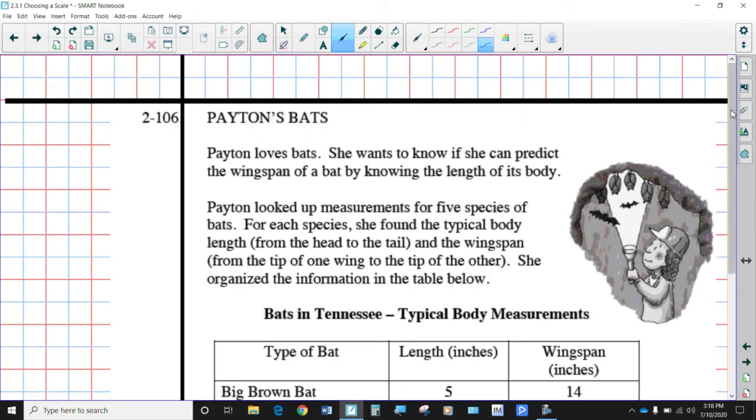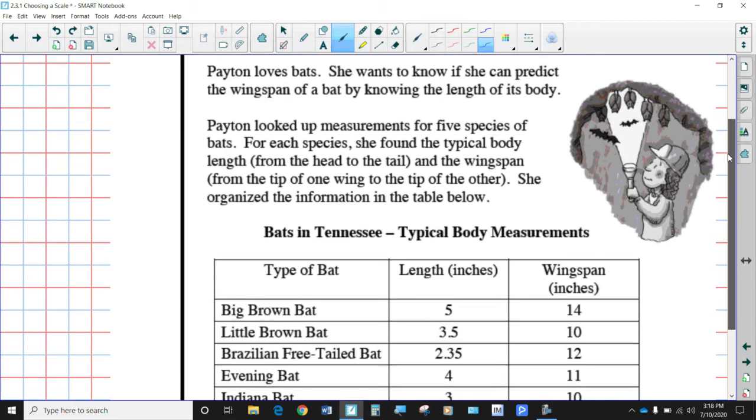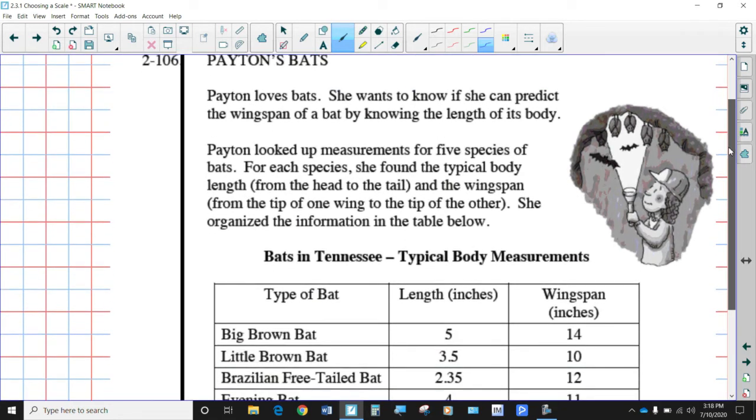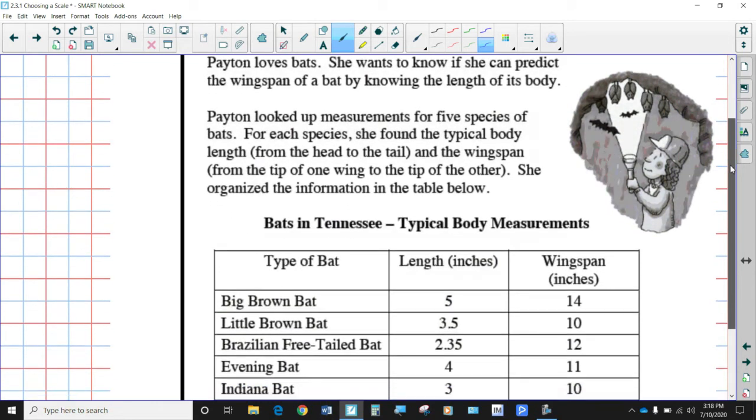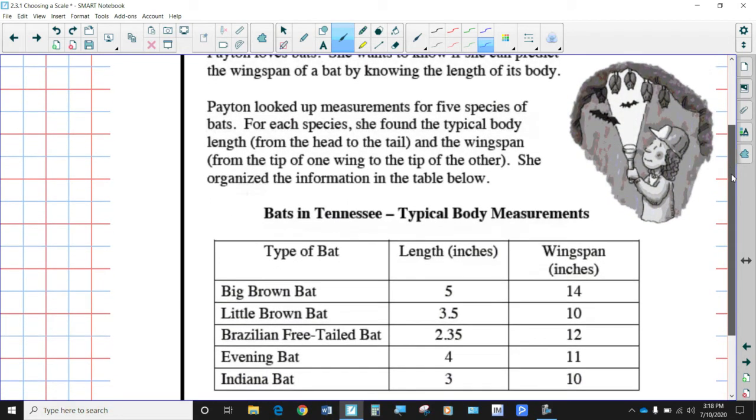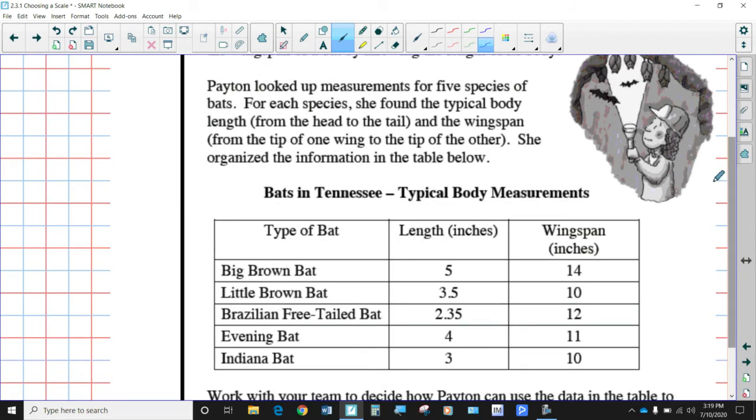Okay, so this is our topic, Peyton's bats. Peyton loves bats. She wants to know if she can predict the wingspan of a bat by knowing its body length. This is a very scientific inquiry. This is the types of things that scientists do.